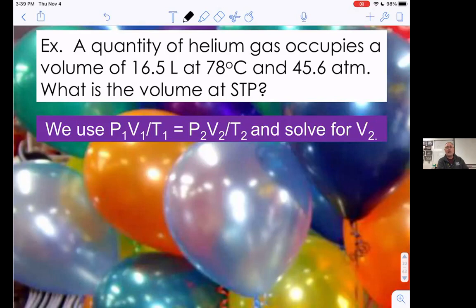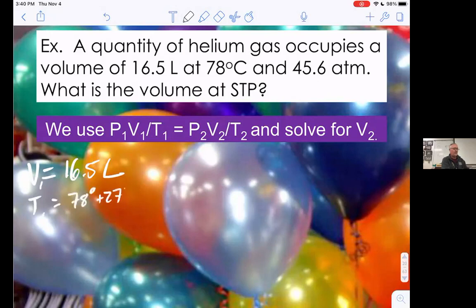When you're doing these, I would use the GFWA method: given, formula, work, answer. I would list the variables that you have for each one. I don't know how this is going to show up on here, but we'll see. I would say that V1 is 16.5 liters, and I would list the others as well. So my T1 would be my 75 degrees C. Don't forget to add 273. And then for my initial pressure, it would be 45.6 atmospheres. And I would use those three as my P1, V1, and T1.